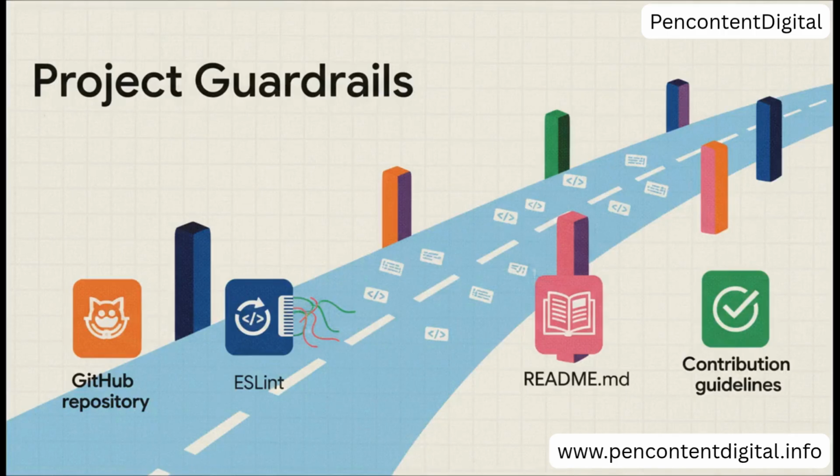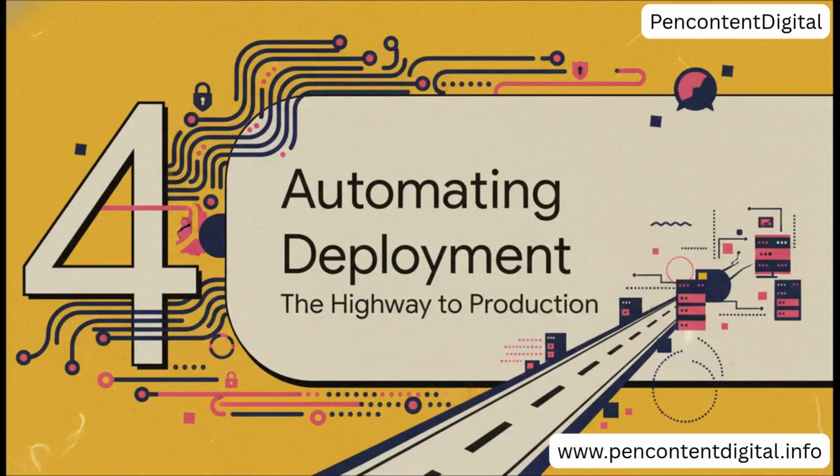But a workflow like this doesn't just happen. It needs to be supported by these foundational guardrails: a central repository, automatic checks for code style, clear setup instructions, and defined rules for pull requests. All of these things work together to keep the quality and consistency of your code super high. All right, we've got consistent local environments and a clean, organized way to write code. So what's the final piece of the puzzle?